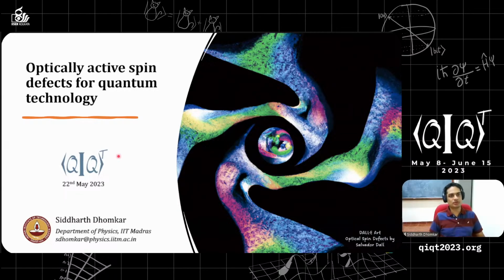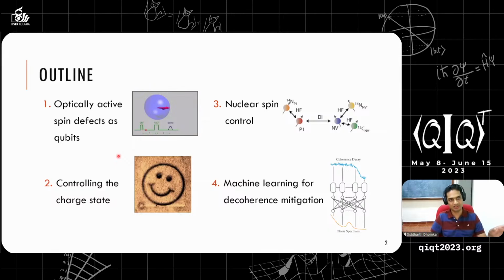So I'm going to focus on optically active spin defects for quantum technology. It's going to be a fairly generic talk, but from my perspective, I've been in this field for the last 7-8 years, and whatever I have done and whatever I've learned, I just want to share. Okay. So here is the outline of my talk.